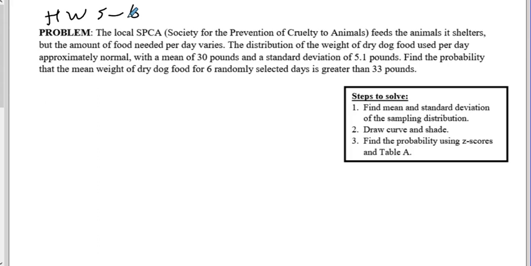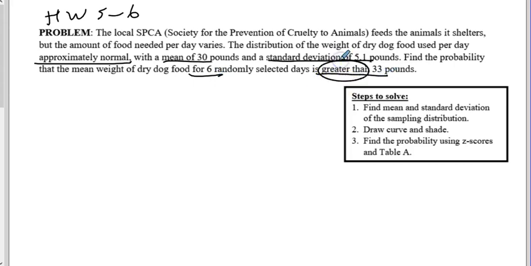All right. So, we're going to do a couple extra steps here. We're going to put together everything we know. We're still going to do the same thing. Local SPCA, the Society for Prevention of Cruelty to the Animals, feeds animal shelters, but the amount of food needed per day varies. Distribution of the weight of dry dog food is approximately normal. This is important. With a mean of 30 pounds, standard deviation of 5.1. Find the probability that the mean weight for 6 randomly selected is greater than 33 pounds.